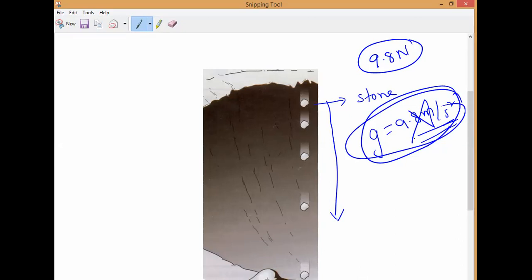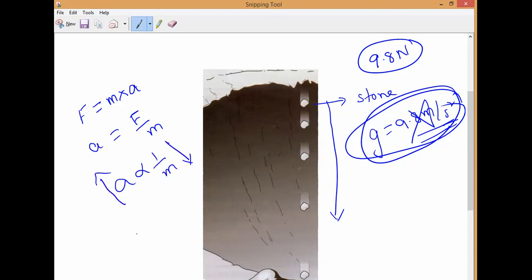From Newton's second law, all of you note it down: force is equal to mass into acceleration. From that, acceleration is equal to force by mass. This means acceleration is inversely proportional to mass. If mass is less, acceleration is more. If mass is more, acceleration is less.